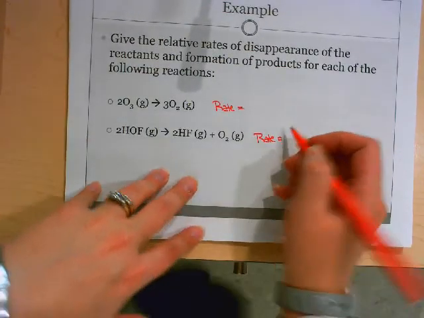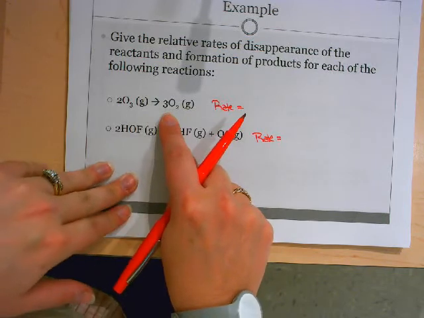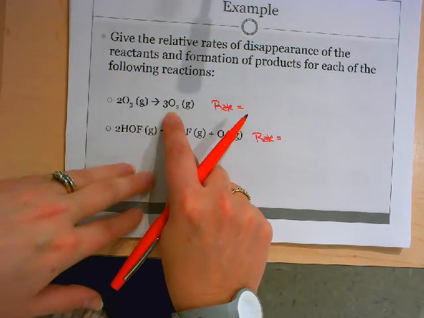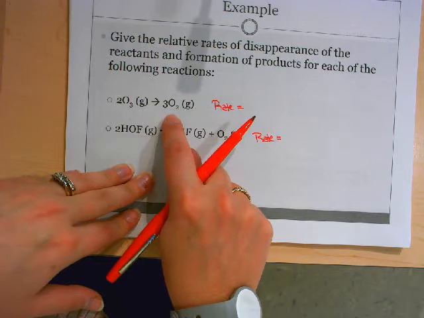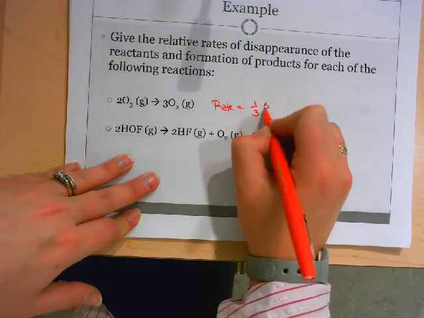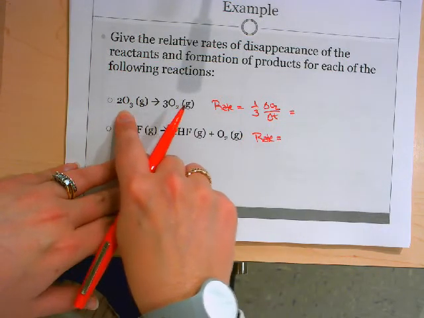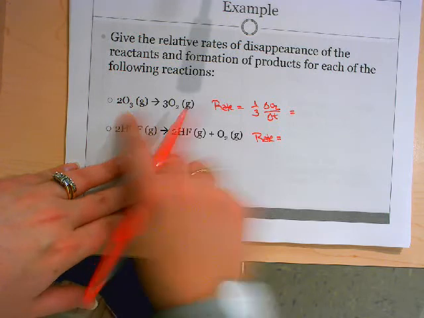Alright, out of habit, we'll do oxygen first. So what should be the fraction that goes with the oxygen rate? 1/3. Then what fraction goes with my ozone? -1/2.